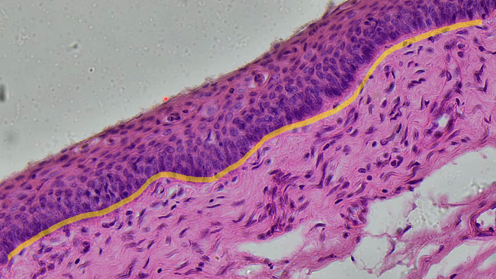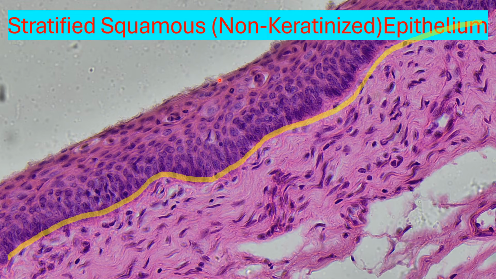Overall, we can see nuclei here and they're overall flattened. Therefore, we have stratified squamous epithelium. Specifically, non-keratinized because we can see nuclei at the surface.